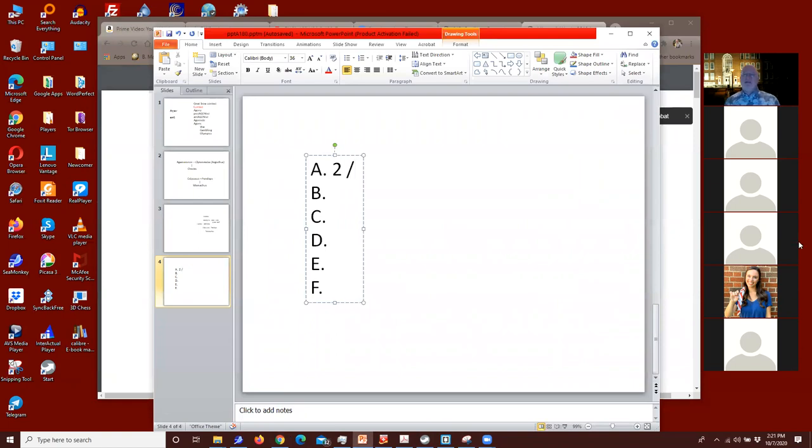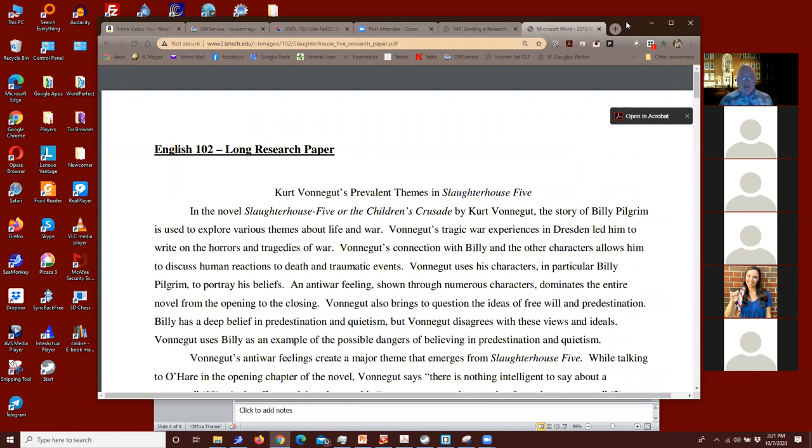Let's look at the last sentence and see if there's an alternative. "Vonnegut uses Billy as an example of the possible dangers of believing in predestination and quietism." All right, could that be a thesis? Is it an opinion? Yes, it is. And is it a more specific thesis than the other one we looked at? Yes. Right, very much so. What are predestination and quietism anyway? You would need to define that in the story, right? I mean, in your analysis.